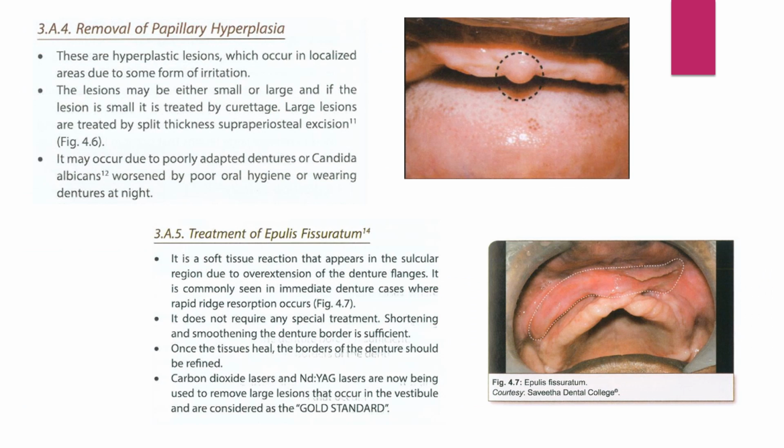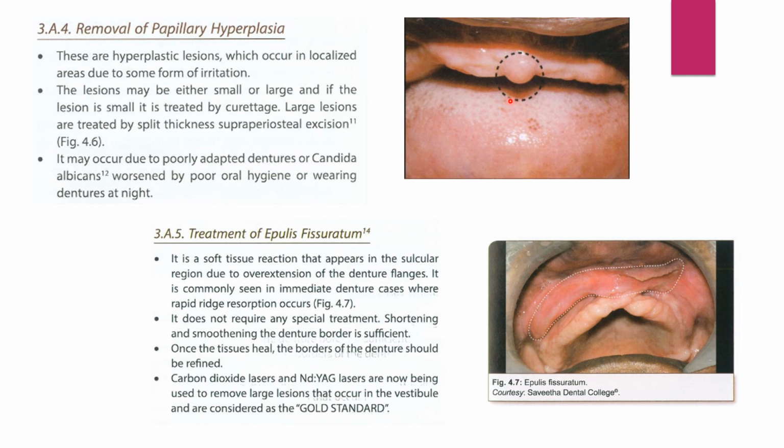Then the fourth one is the papillary hyperplasia. This is the picture showing papillary hyperplasia. These are hyperplastic lesions which occur in localized areas due to some form of irritation. The lesions are either small or large, and if the lesion is small, it is treated by curettage. The large lesions are treated by split thickness supraperiosteal excision, which is shown here. It may occur due to poorly adapted dentures or candida albicans worsened by poor oral hygiene or wearing dentures at night.